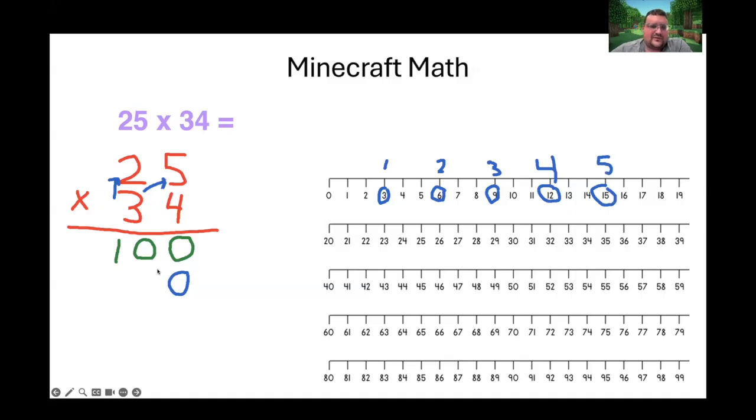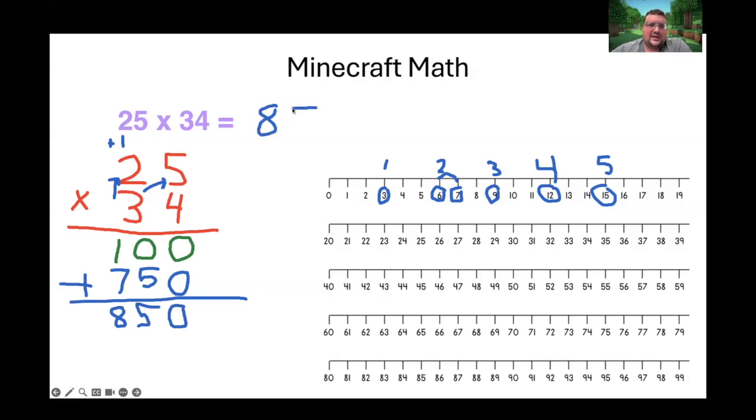Put my number in the ones, which is the 5, right here. Put my 1 at the top. And now 3 times 2, we have 3 times 1, 3 times 2, that's 6. Don't forget to add the 1. We get 7. Let's put that right here. And now we want to add our numbers up. 0 plus 0, we get 0. 0 plus 5, we get 5. 1 plus 7, we get 8. So 25 times 34 equals 850.